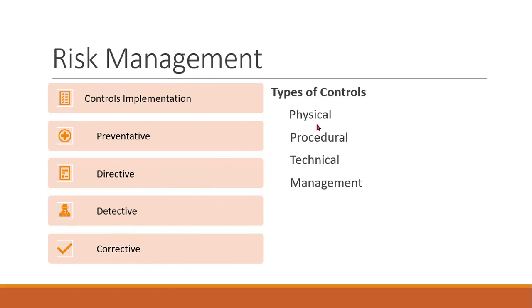We've also got physical controls, such as gates or fences around our data center, man traps, which only allow one human to go in at a time to data centers, for example. So man traps, physical controls. We've got procedural controls, including procedure manuals. We've got technical controls, including our tokens, and then we've got management controls.